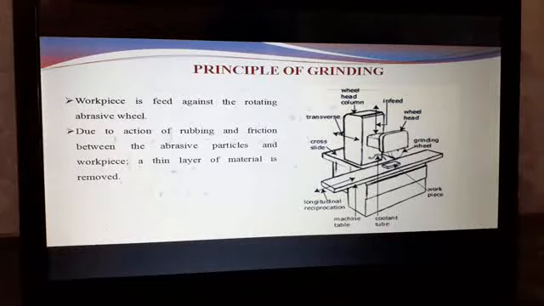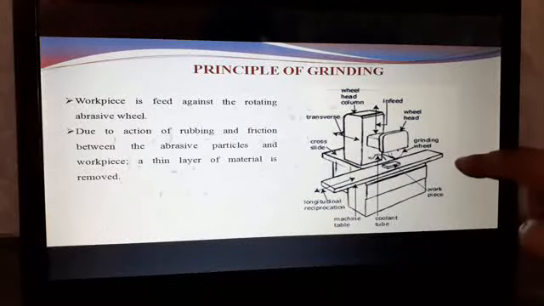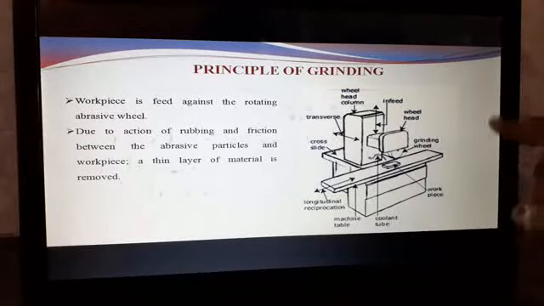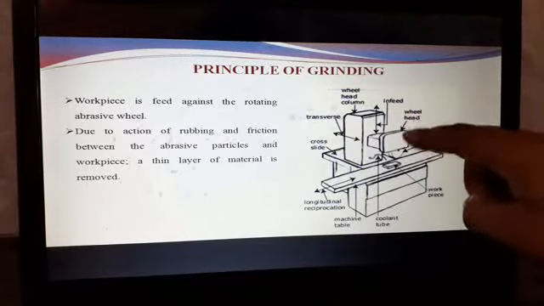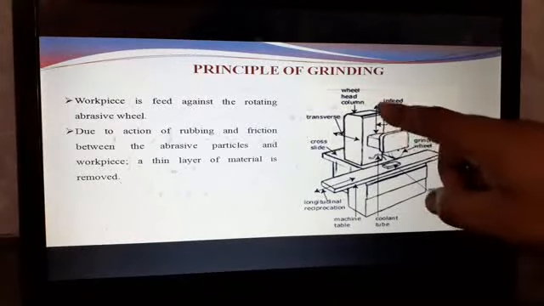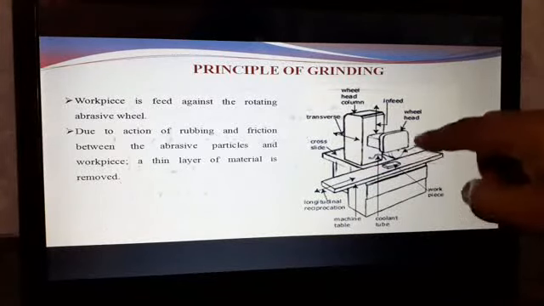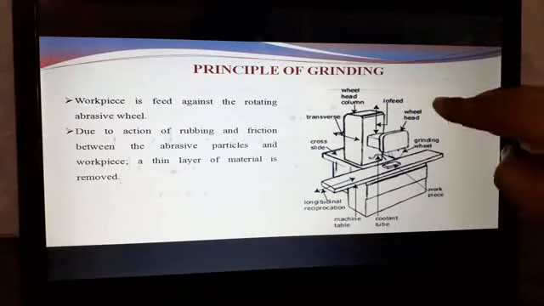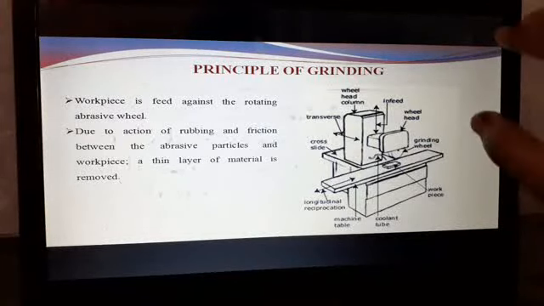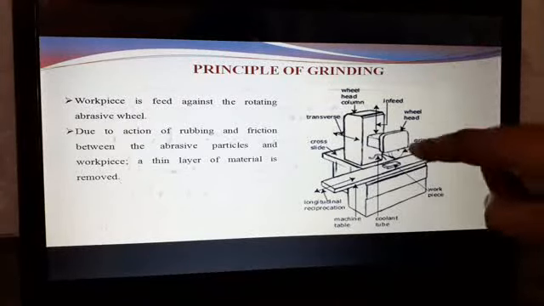So first one is principle of grinding. What happens in the grinding process? Here you can see the picture of a surface grinder and grinding wheel that has a rotary motion. First thing, this particular column has a vertical feed. So the grinding wheel can be rotated and can be vertically fed. So there are two types of motion we can provide to the grinding wheel: one is rotary motion and second one is vertical feed motion.